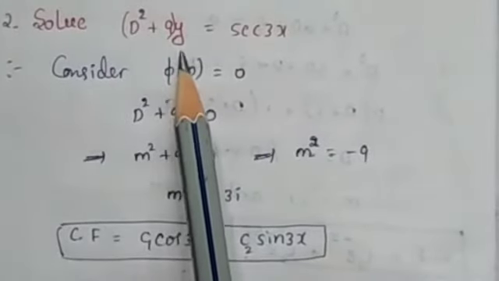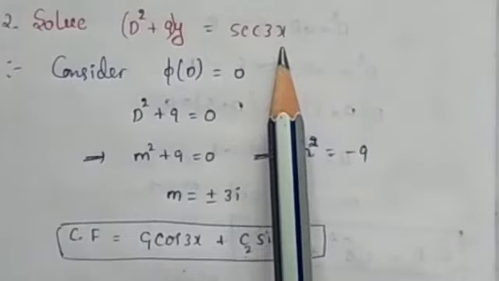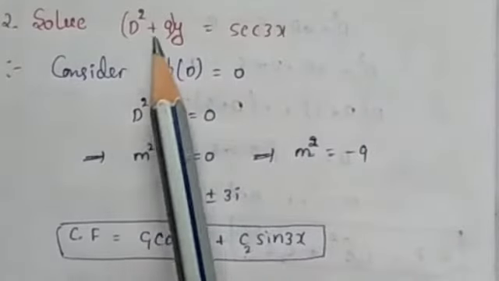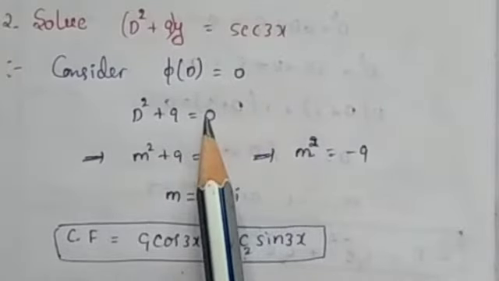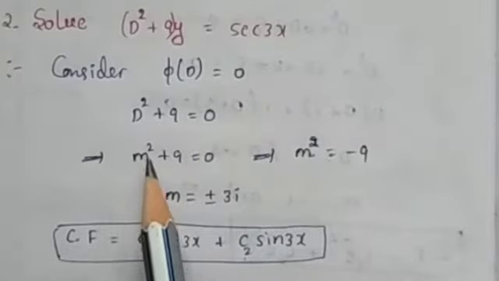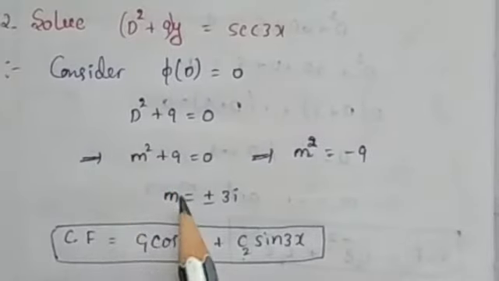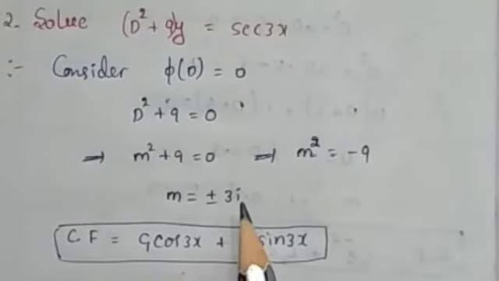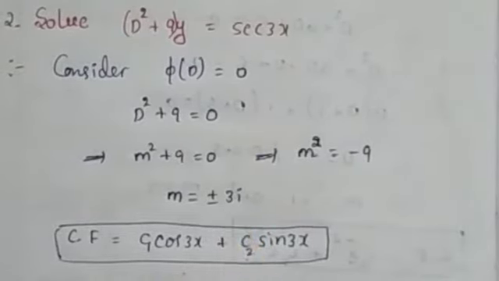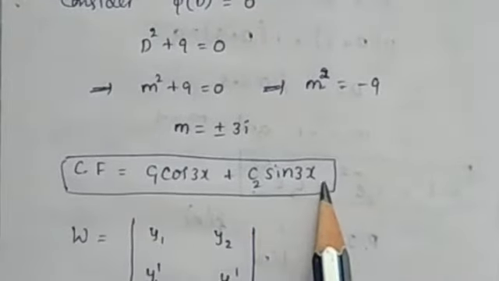Solve (D square plus 9) y equal to secant 3x. Let us consider phi of D equal to 0. Phi of D is D square plus 9 equal to 0. You put D equal to m for finding the complementary function. So then you get m equal to plus or minus 3i. You get the imaginary roots. So the complementary function is equal to c1 cos 3x plus c2 sin 3x.